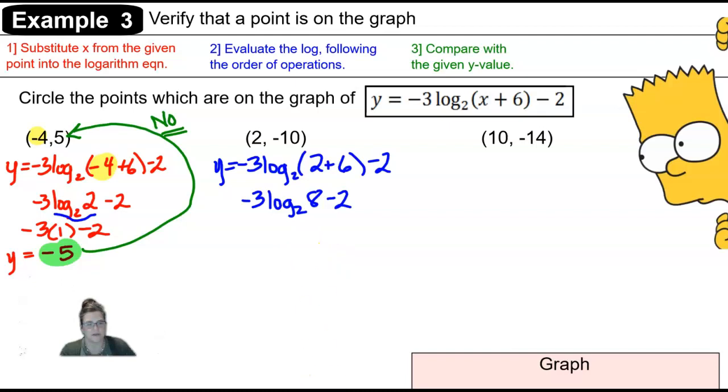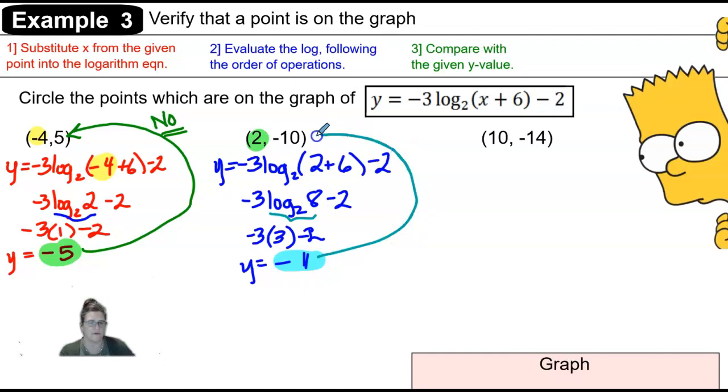Order of operations, we need to evaluate this log expression next. So the log base 2 of 8, that's 3. So we have -3 times 3, and then minus 2. -3 times 3 is -9. -9 minus 2 is -11. So when we substitute in a 2 for the x, we get back -11. And -11 does not match the y value of our point, which is -10. And so that point, 2, -10, is not a point on this graph.